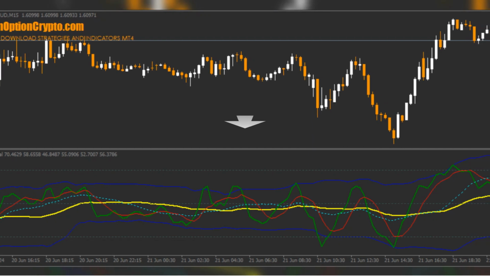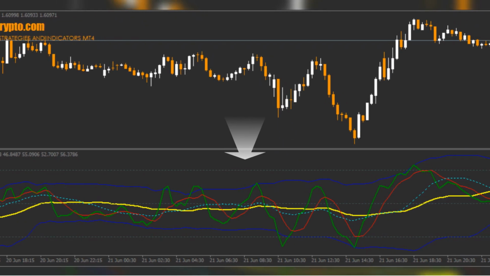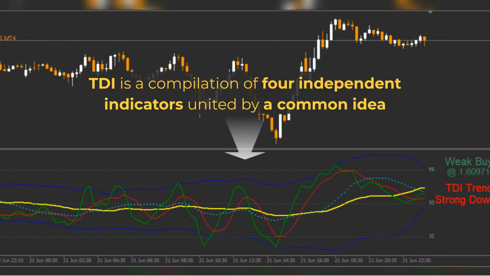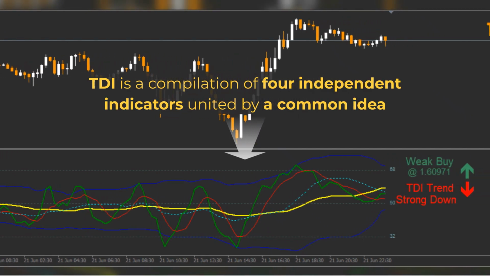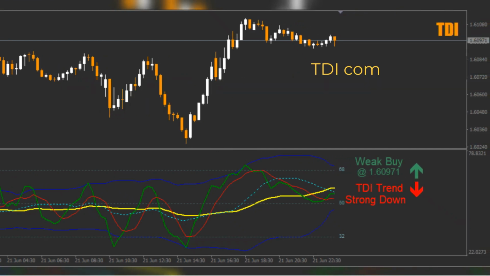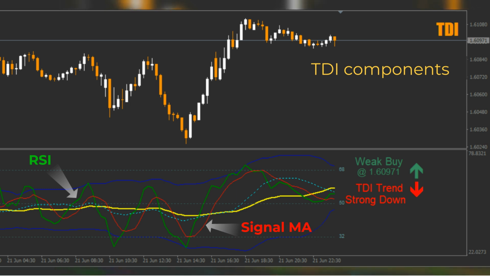Let's take a closer look at the settings of this assistant. The indicator has a rather strange appearance, but in essence it is a compilation of 4 independent indicators united in one window by a common idea. So the TDI components are displayed on the chart as follows. 1. RSI, green line, signal moving average, red line. Bollinger volatility bands are displayed on the chart with blue lines. Basic moving average, yellow market line.